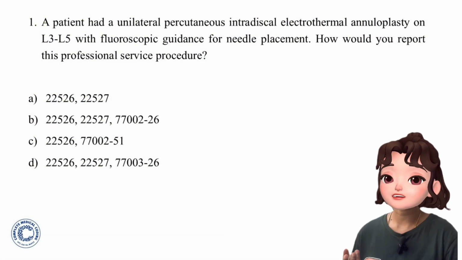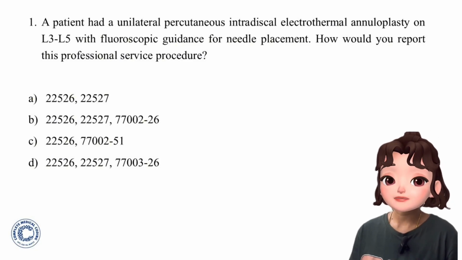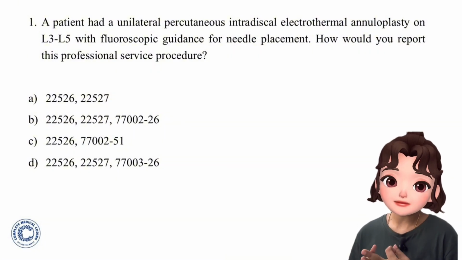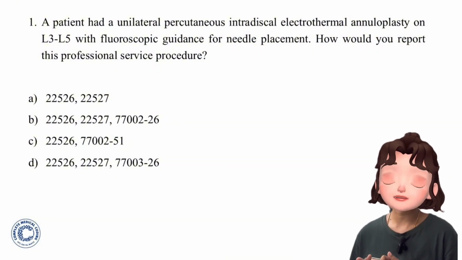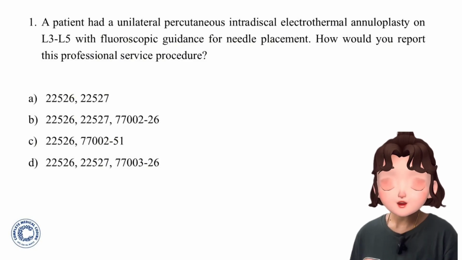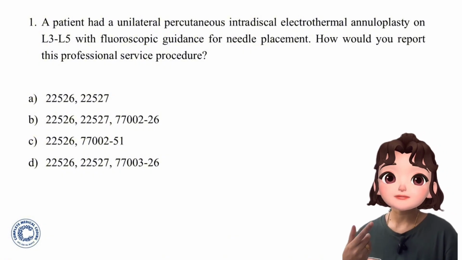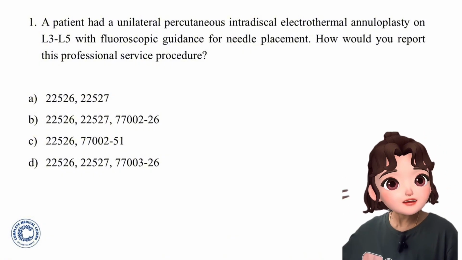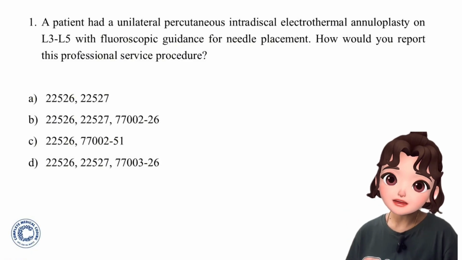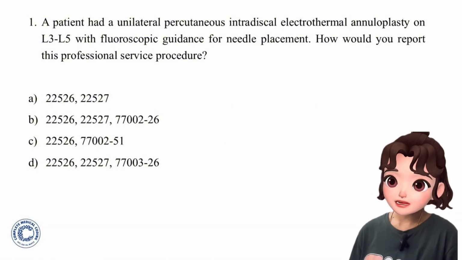For example, if in the question it is L2 to L5, how many levels will there be? L2 to L3, L3 to L4 and L4 to L5: 3 levels. You should not mark it again as 22526, 22527 and 22527. That is wrong, because 22527 represents one or more additional levels. Even if it is 2 or 3 or 4 or 10, whatever it is, you should code it only one time, 22527. It covers 2 or more, multiple.